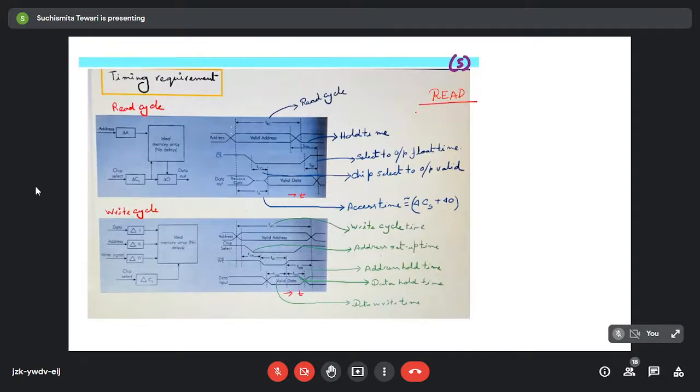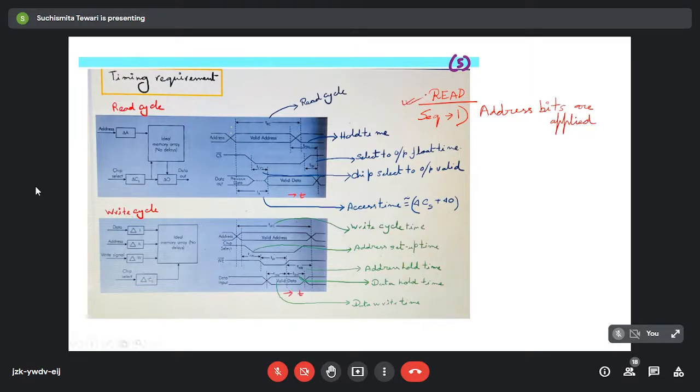So in read operation, what will be the first step? The first step, or we can alternatively call as the first sequence, obviously we need to point out a particular memory unit. So address bits are applied. That would be the first step.